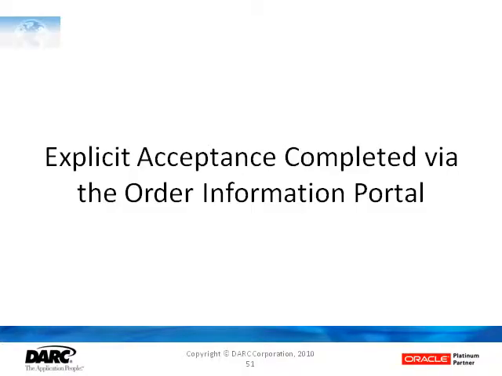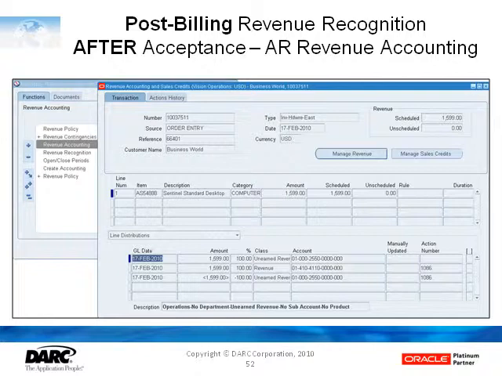Now imagine behind the magic curtain that someone is completing the acceptance for that transaction via the portal. They're going to perform the explicit acceptance through OIP. Okay, the acceptance has been completed via the portal. So now we're going to look at our transaction, and we can see right away that after the acceptance is recorded that our revenue assignments have been updated.